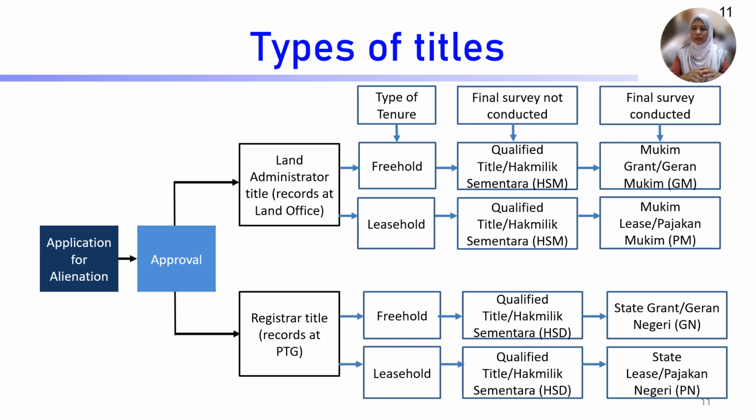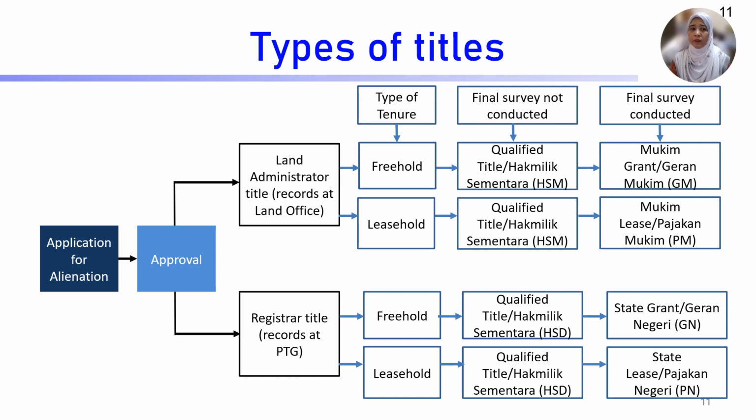But in order for the title to be issued, first of all, the new titles will be issued under QT, qualified title, whereby the final survey is not yet conducted lah. We have provisional land area instead of surveyed land area. Ini title sementara, hak milik sementara. You see there the name HSM dengan HSD ya.